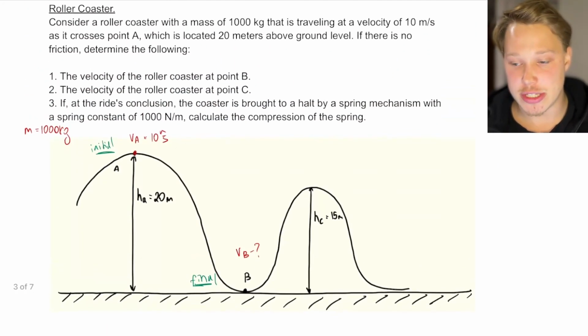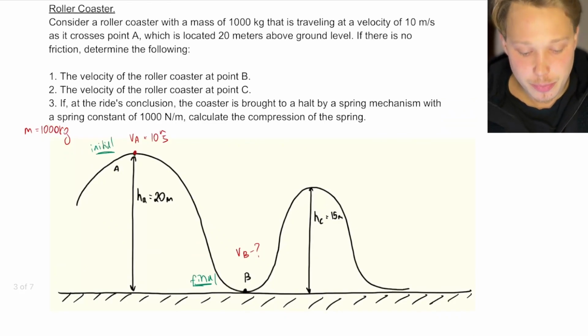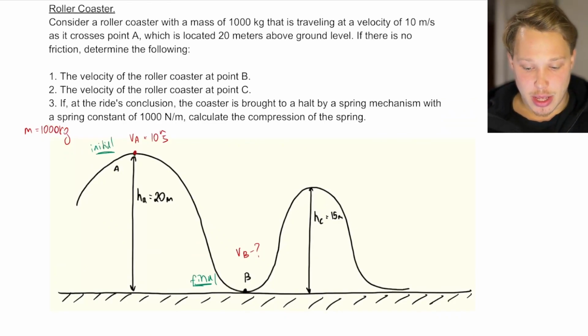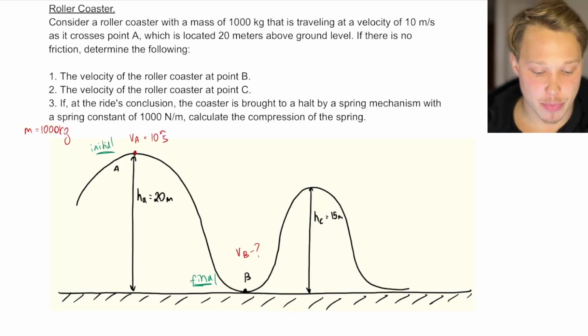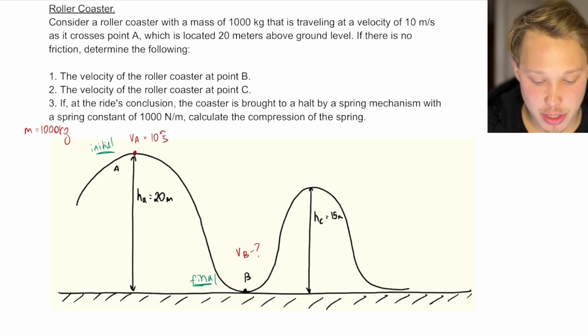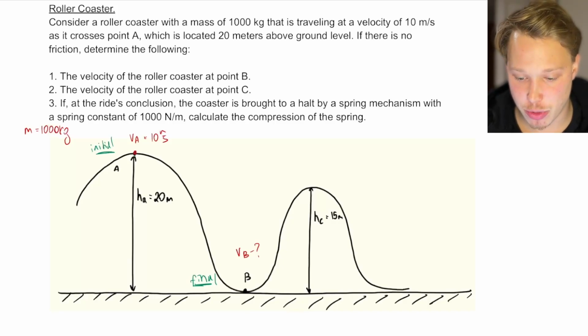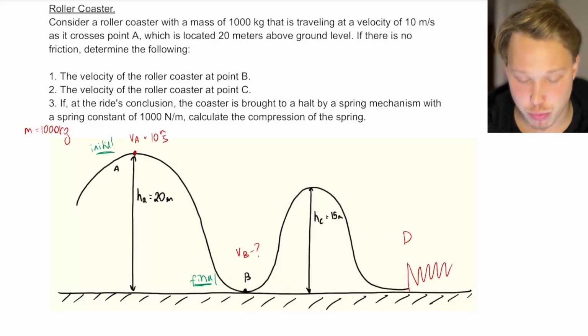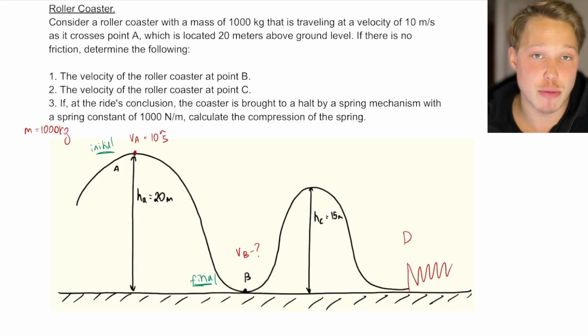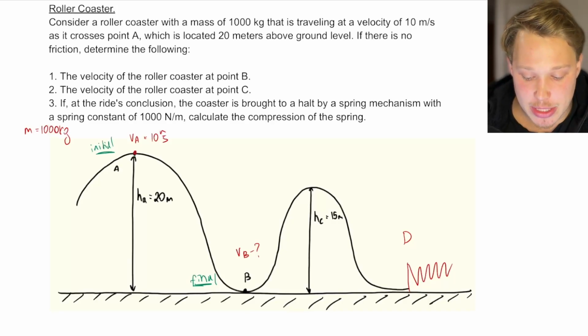The third part to this is talking about when, let's say, your roller coaster now is brought to a halt by a spring mechanism with a spring constant of 1,000 newtons per meter. Calculate the compression of the spring. So essentially what they're saying is that now there's this point, let's say D, where the spring is being compressed and the object stops. So let's take a look.